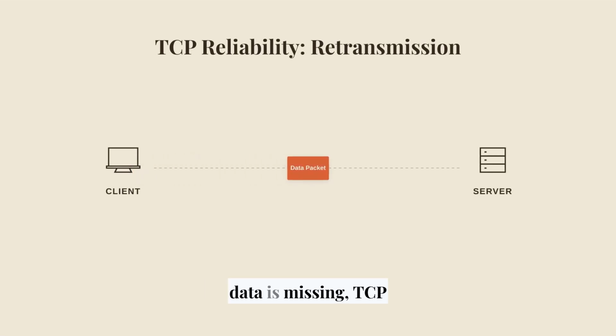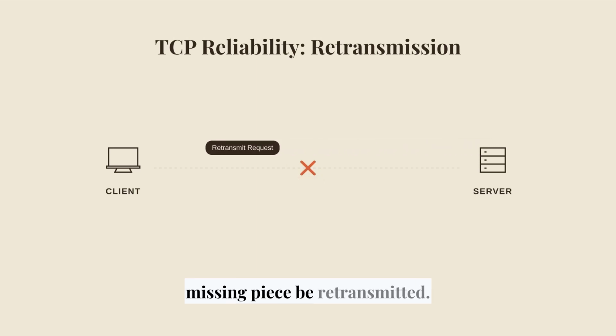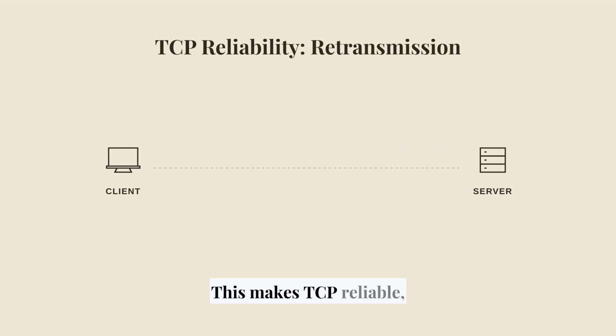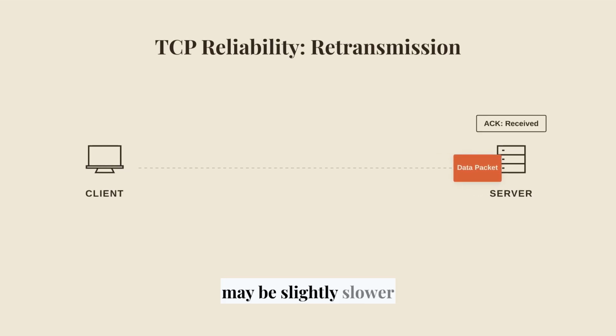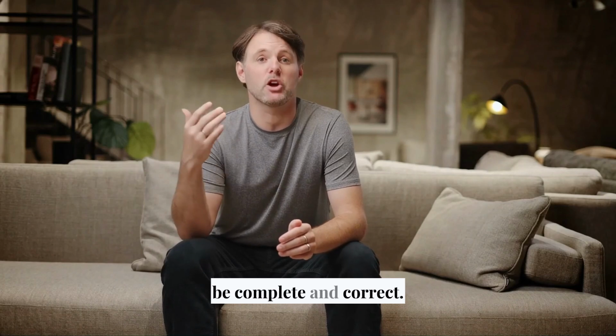If part of the data is missing, TCP can request that the missing piece be retransmitted. This makes TCP reliable, but it also adds extra overhead. Because of that, TCP may be slightly slower than UDP, but it is much better when accuracy matters. TCP is commonly used when the data must be complete and correct.